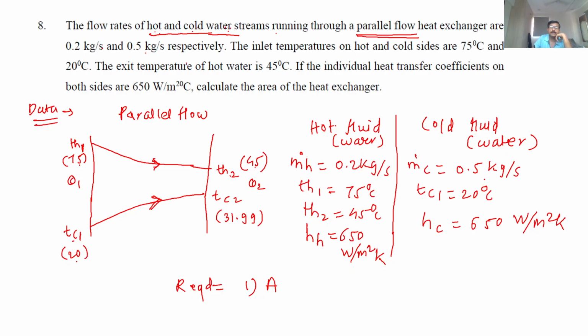Okay, look at the problem. In this problem, nothing is mentioned about the tube dimension. Heat exchanger dimensions are not given. Inner radius, outer radius of the tube not mentioned. So in this case, how to calculate U?